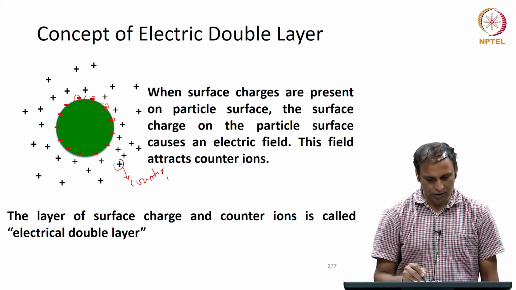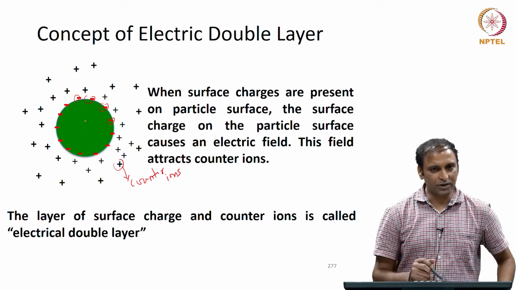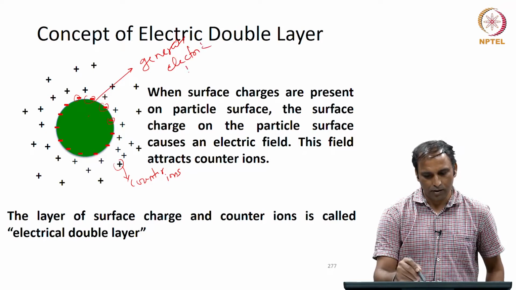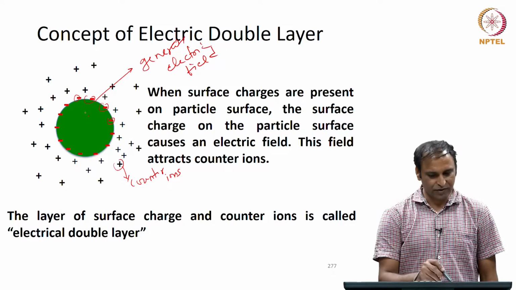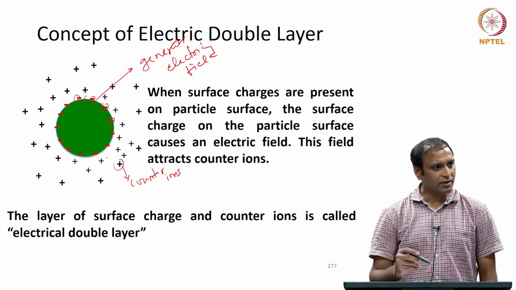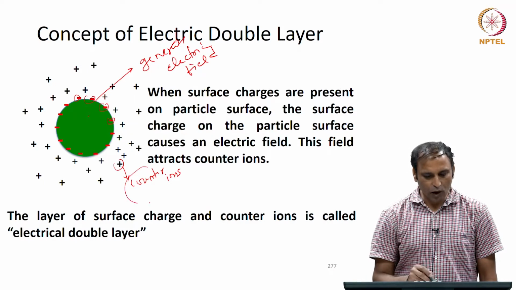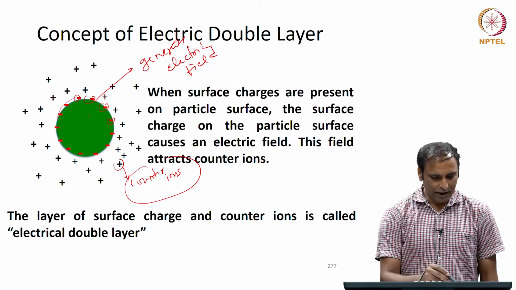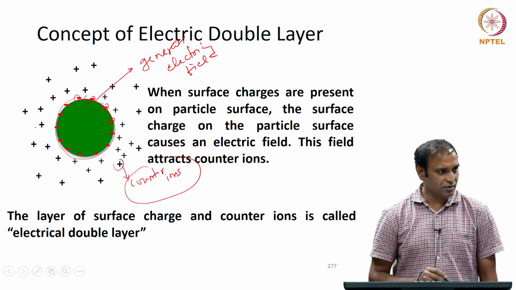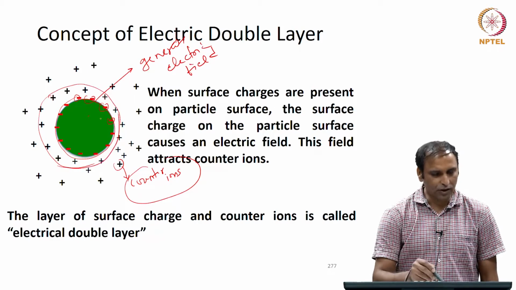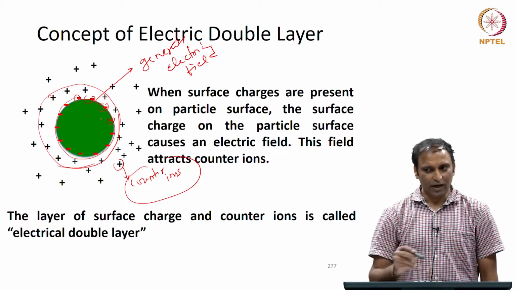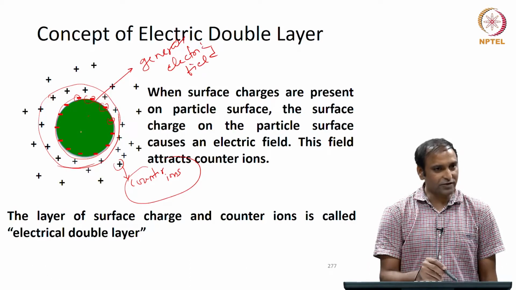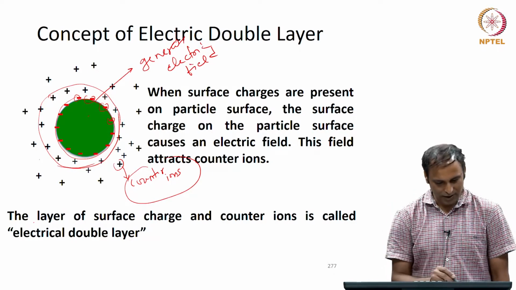These are the counter ions in solution, and whenever you have a charged species, it is going to generate an electric field. Because of the electric field generated by the charges on the particle surface, oppositely charged ions, the counter ions, are going to be attracted to the surface. Therefore, you have a layer of charges on the particle surface, and also charges in solution, attracted to the surface by the electric field. This arrangement, where you have two layers of ions opposite in polarity, is called an electrical double layer.